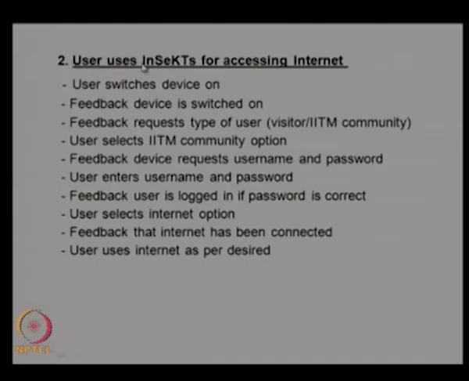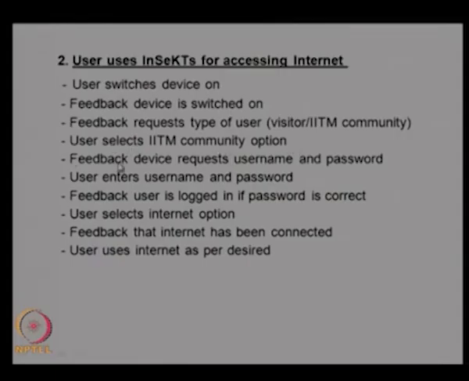So this is another scenario where the user uses the system for accessing the internet. What are the different stages or activities involved in accessing this particular service? The user switches on the device, then feedback that the device is switched on, then feedback requesting the type of user. This will be common for all the applications, because in every case the system has to identify the user and whether he belongs to the IITM community or is an outside visitor. Accordingly the options will be given by the system.